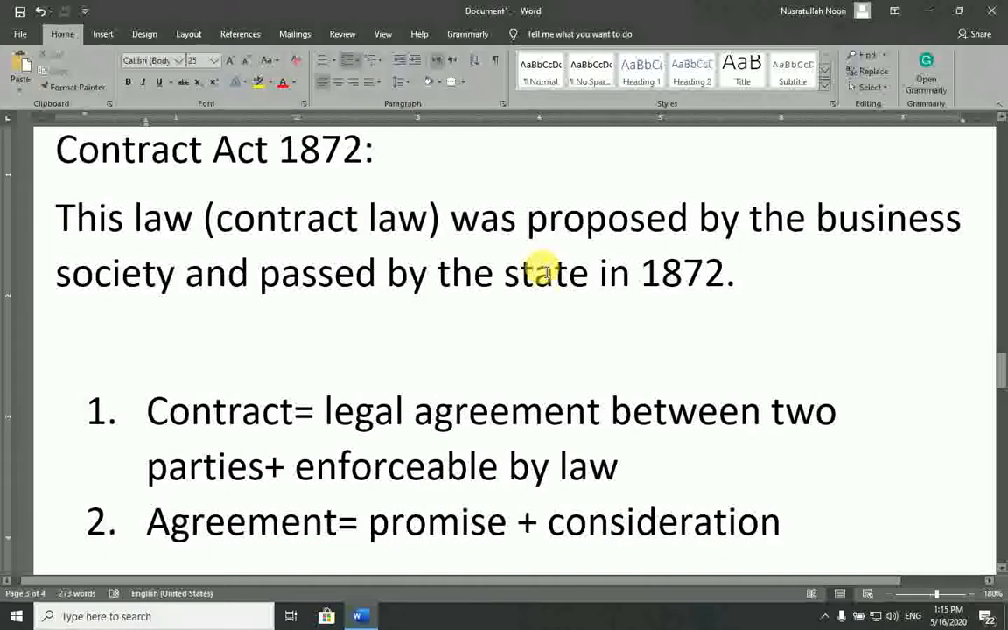the previous lecture. In our previous lecture, we had discussion on the Contract Act 1872. This law, meaning contract law, is called Contract Act 1872 because this law was proposed by the business society and then passed by the state in that time, which was 1872. So it is called an Act. You know why it's called an Act? Previously we had discussion on this. We called this law an Act because it was proposed by the people of society, which is the business society, and then passed by the state in 1872. That's why all the laws in the contract law are called Contract Act 1872 as a whole.